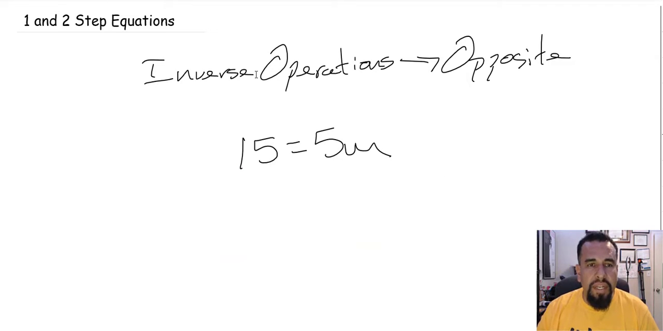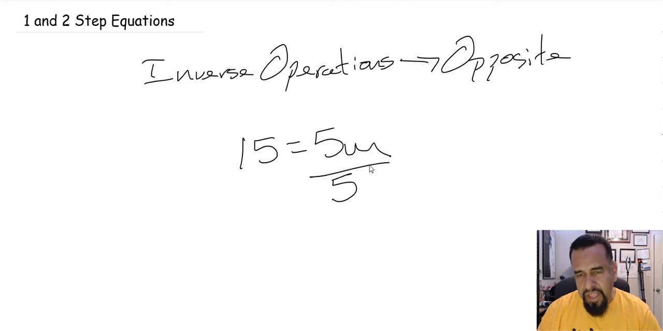Now, if you notice, this one is asking me to multiply. This is 5 times m. That's what that means, 5 times the value of m. Again, I told you to do the inverse, the opposite. So that means I'm going to divide here by 5. And whatever I do to one side, make sure you do the exact same thing to the other.